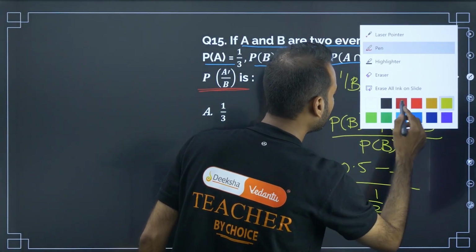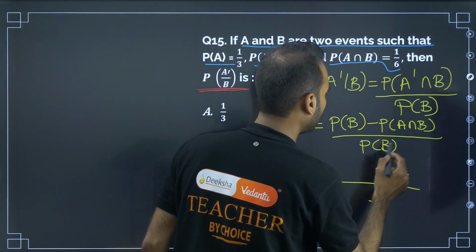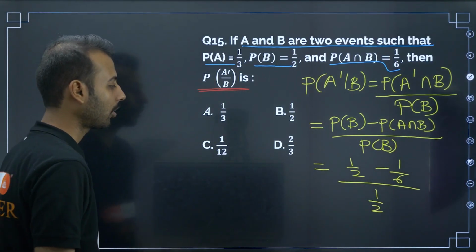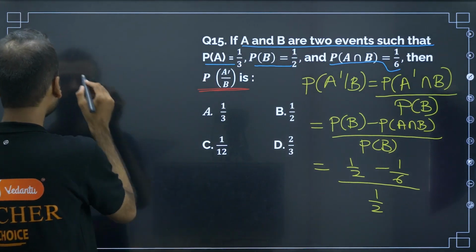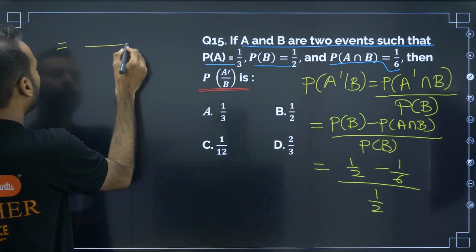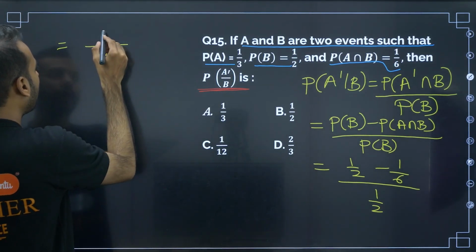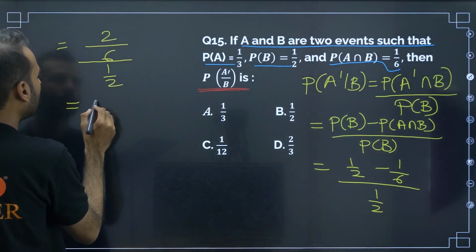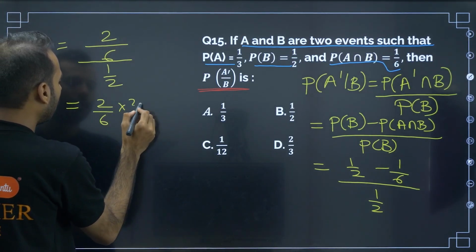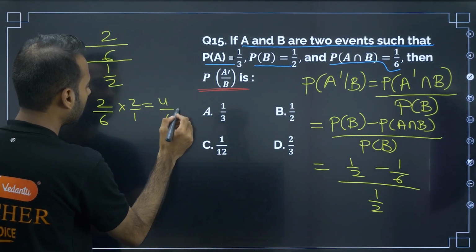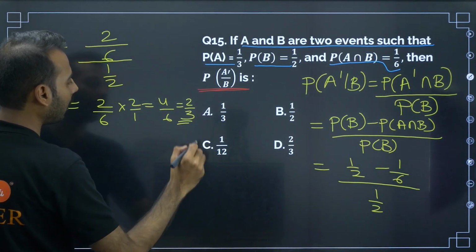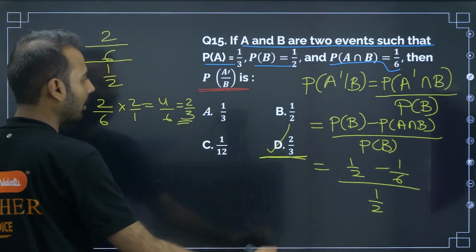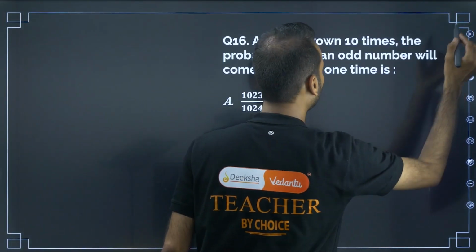Let me erase this and write this as 1 by 2. 1 by 2 minus 1 by 6: if I take LCM 6, 3 minus 1 is 2 by 6, divided by 1 by 2, so 4 by 6 is equal to 2 by 3. Is there any such option like 2 by 3? Then A dash given B is 2 by 3, that is the answer. Moving on to the next question.